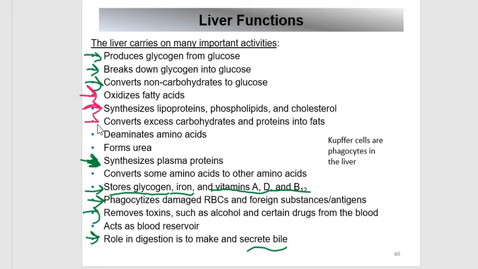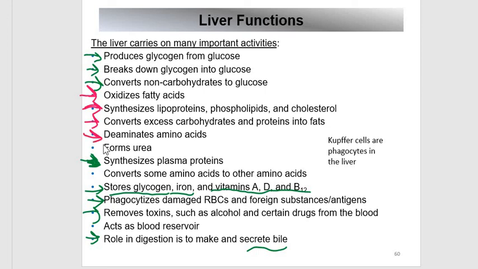Okay, it converts excess carbohydrates and proteins into fat. So you don't have to keep biomolecules all within the same biomolecule type. You can do a little switcheroo, and the liver is good at that. So you can see that there, doing those switcheroos, making some fats.